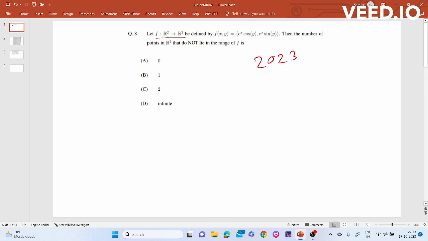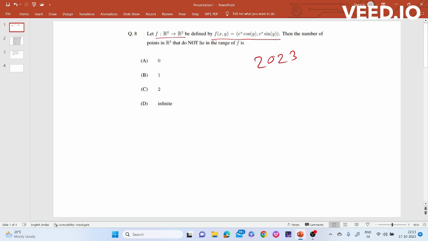R square. It maps the two-dimensional plane to the two-dimensional plane, and it is defined in this way: f of xy equal to e to the power x times cos y, comma, e to the power x times sin y. In this question, what can we say about the range of this function? Means the range contains all the points and it does not exclude any points. Then the answer will be A.